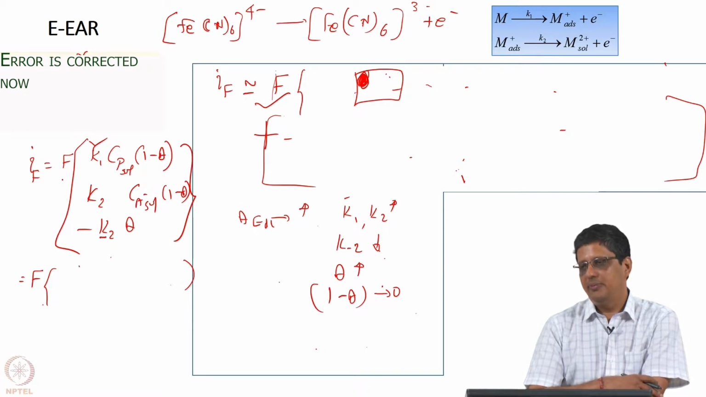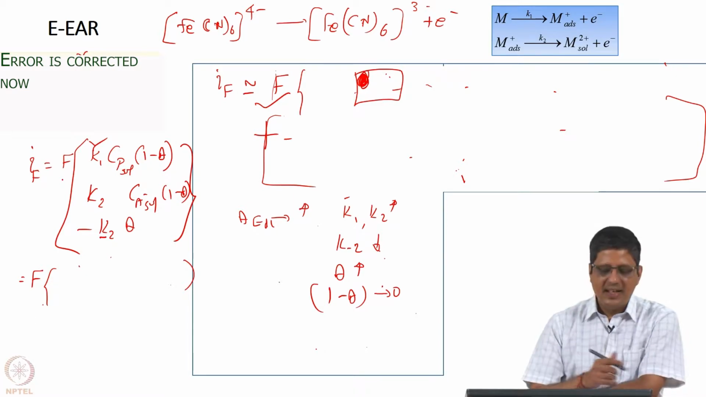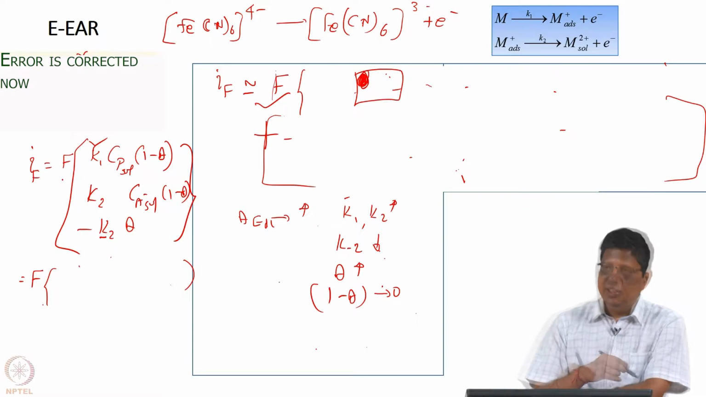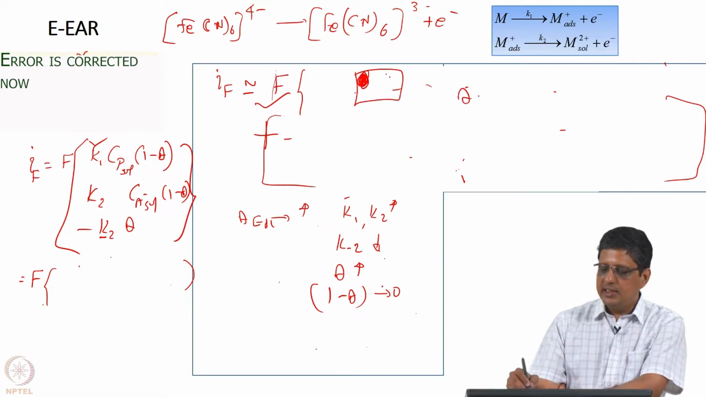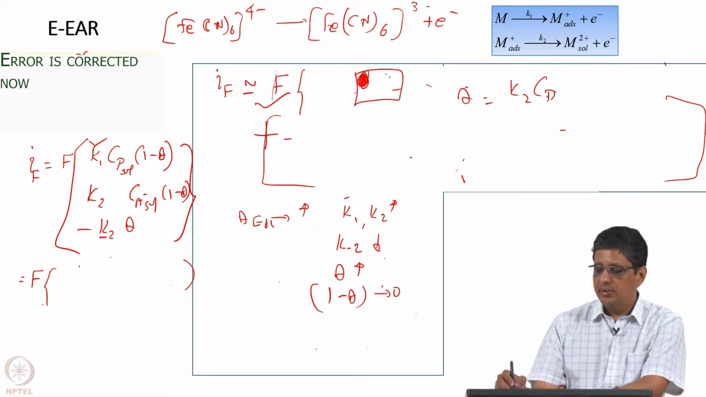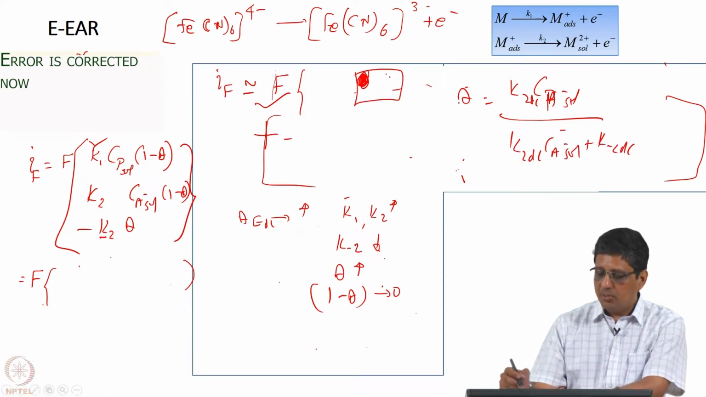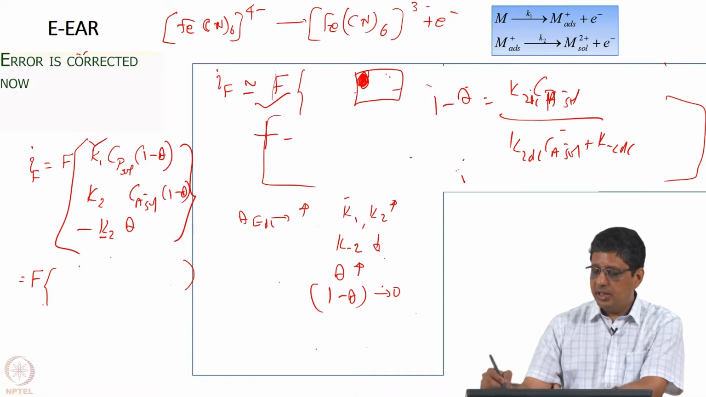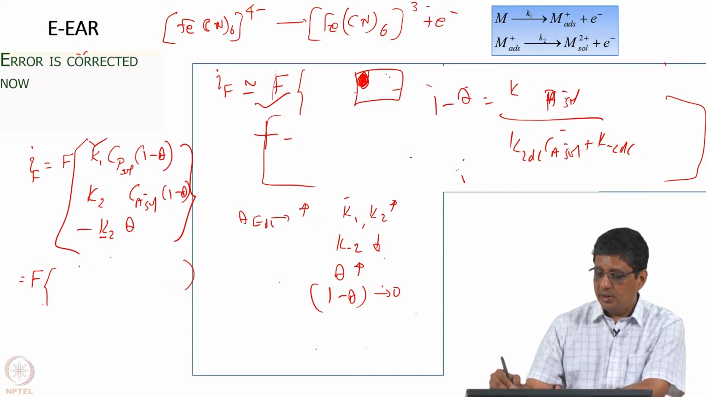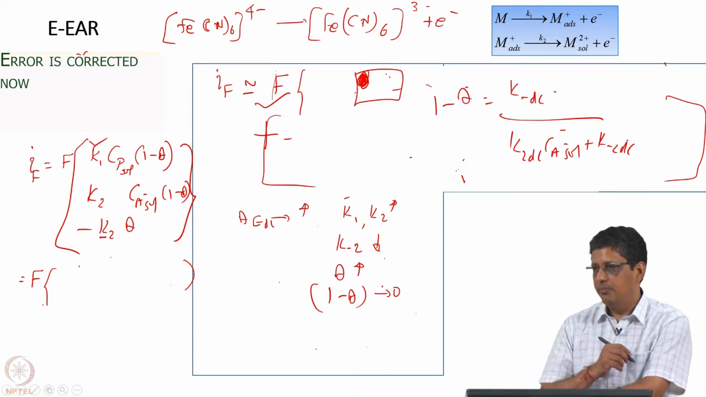You should not believe me, you should actually try that and see. K2 1 minus theta will tend towards 0. See, theta is given by K2 Ca minus solution at any given DC, divided by K2 DC Ca minus solution plus K minus 2 DC. So, 1 minus theta is going to be given by K minus 2 DC divided by this number.